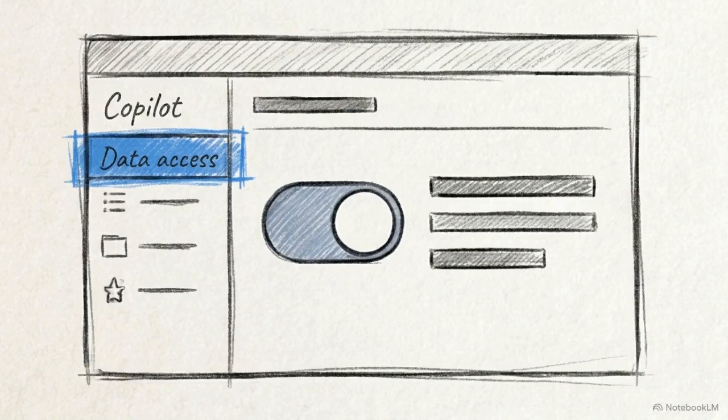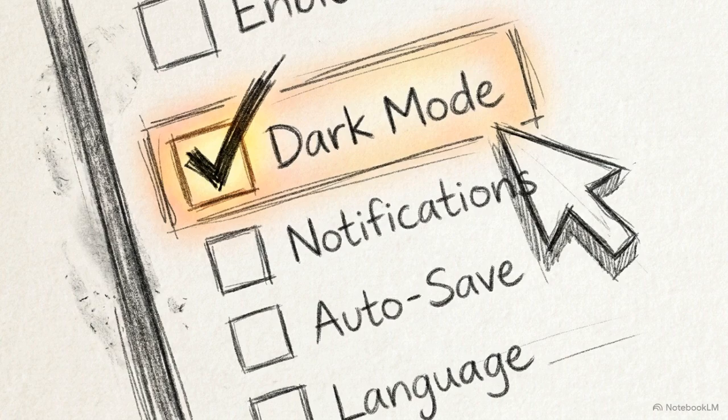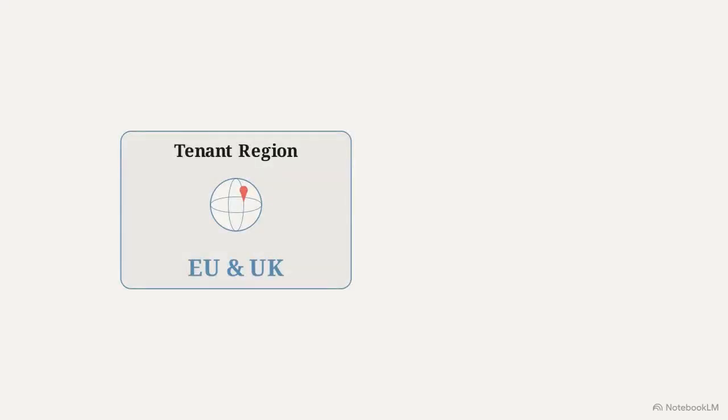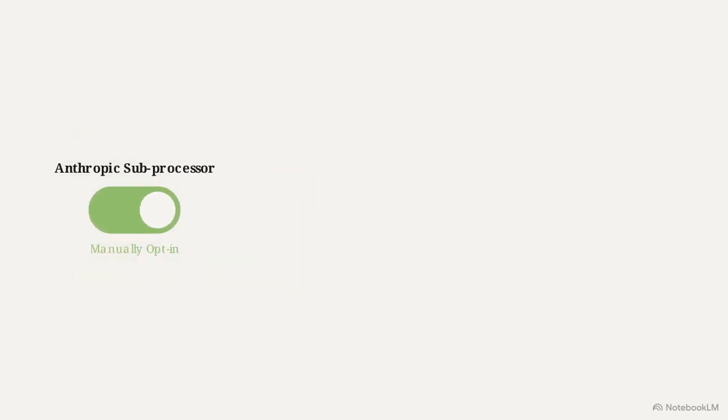In the Microsoft 365 Admin Center, open the Copilot menu and click on the Data Access page. Here you must check the box to allow AI providers operating as Microsoft subprocessors. This enables Anthropic. If your tenant is based in the European Union or the UK, this is disabled by default, so you have to manually opt in.